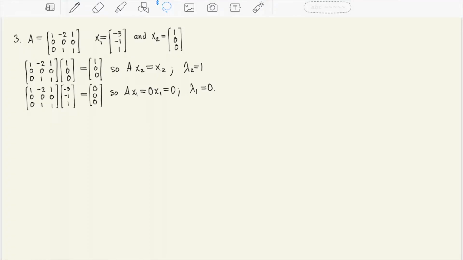Let's look at a three-dimensional example now. We have a 3 by 3 matrix A, which is given here, and now let's consider the two vectors minus 3, minus 1, 1, and 1, 0, 0. In the case of 1, 0, 0, we're just looking at the first column of the matrix again. So Ax2 is x2. Lambda is just equal to 1. But in the case of the vector minus 3, minus 1, 1, the application of A to this vector actually gives us the 0 vector. So in this case, we see that the eigenvalue is 0.